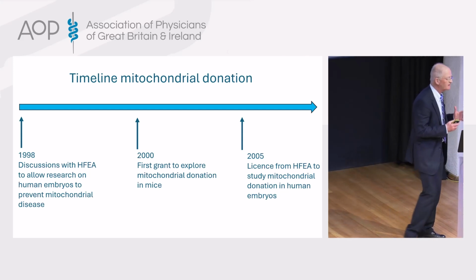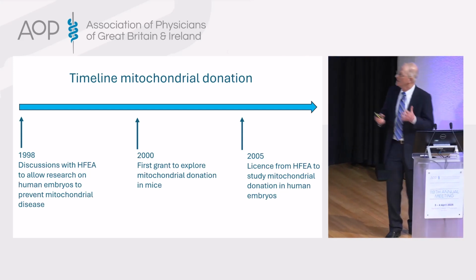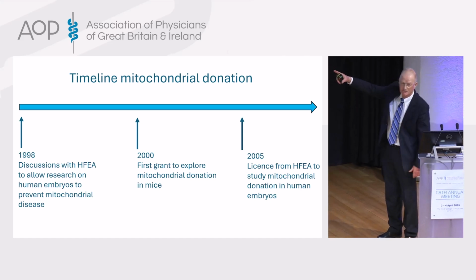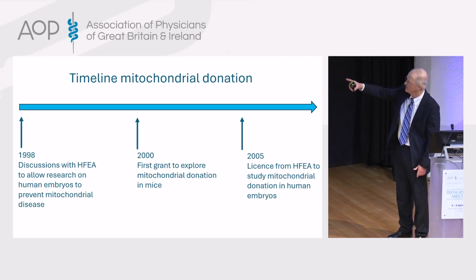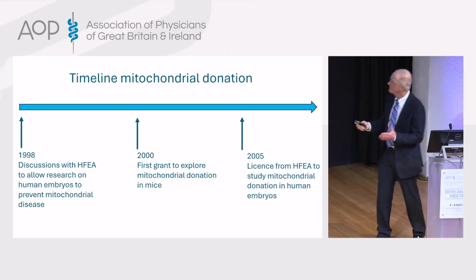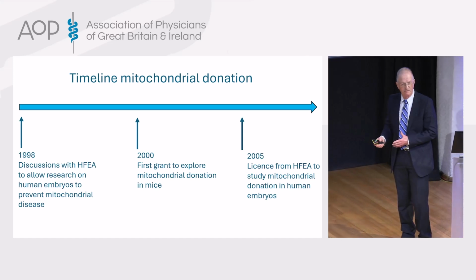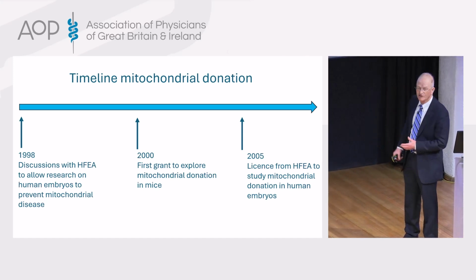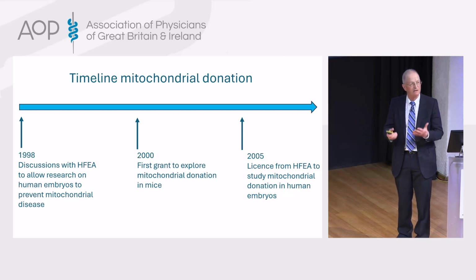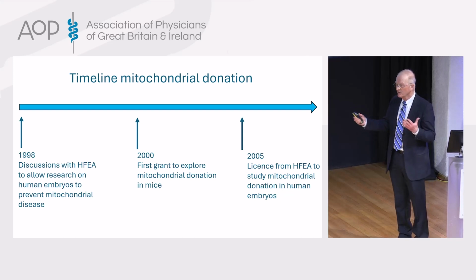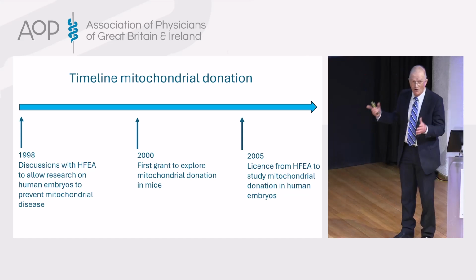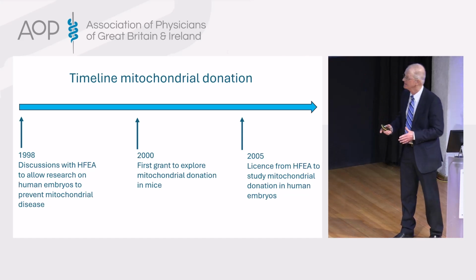We first started talking about this back in 1998. We had discussions with the Human Fertilisation and Embryology Authority, the HFEA, to allow research on human embryos to prevent mitochondrial disease. We got our first research grant in 2000 to do some of this manipulation in mice, because of course we weren't McGrath and Salter. We hadn't got the technology to do it.